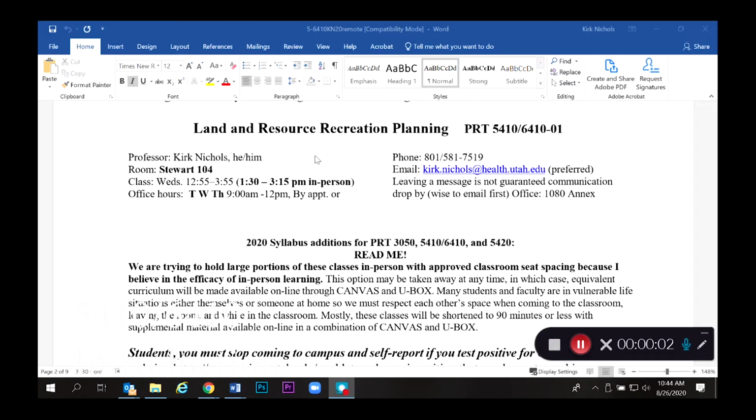Well, welcome to PRT 5410-6410. We have both undergrads and grad students in here. The class is Land and Resource Recreation Planning. So planning is something that we all do, or you wouldn't get here. What we'll be looking at is planning from very large scale plans for entire national parks and national forests, all the way down to some pretty small scale planning, looking at small sites.